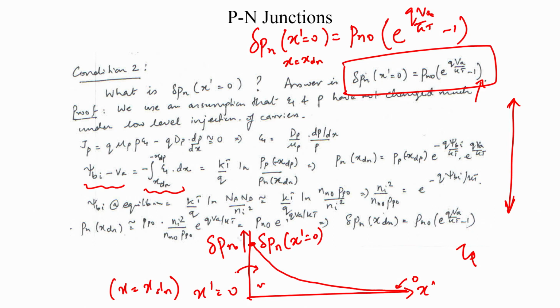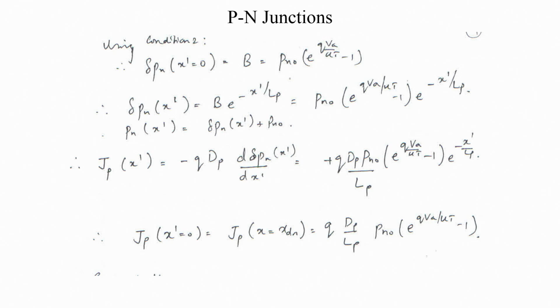But then if I were to make my Va positive, I find that my excess holes injected into the n side increase exponentially with the increase in applied voltage. So, this is the second boundary condition that we will apply. And that second boundary condition defines what my B is.